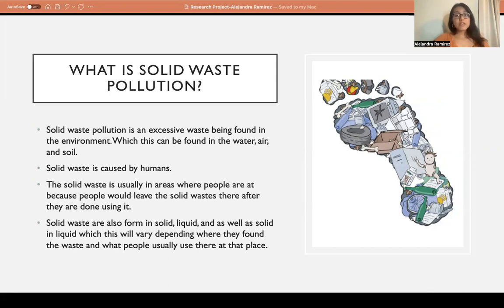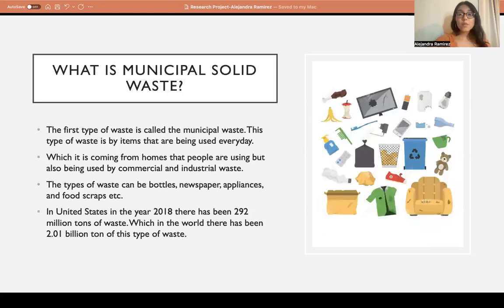And waste can be formed in many ways, not just solid. It can also be liquid, and a mix of solid and liquid, which varies depending on where the waste is found and what people usually use at that place. So, what is municipal solid waste?